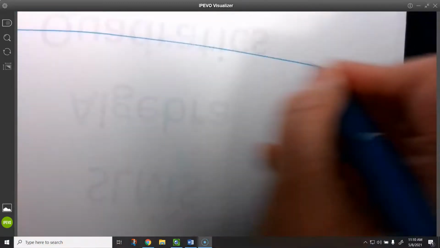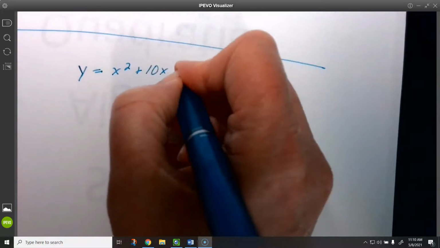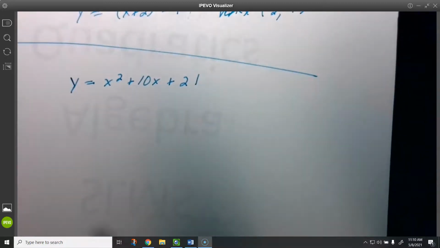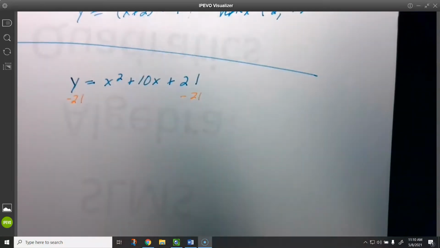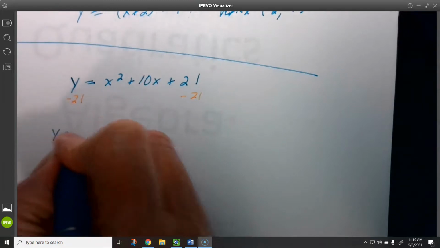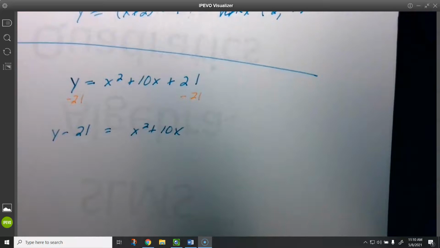So I'm going to start off with the equation. Y is equal to x squared plus 10x plus 21. Okay, there it is in standard form. First thing I do is I move the constant, like we always did with complete the square. I'm going to move the constant. So I have y minus 21 is equal to x squared plus 10x.